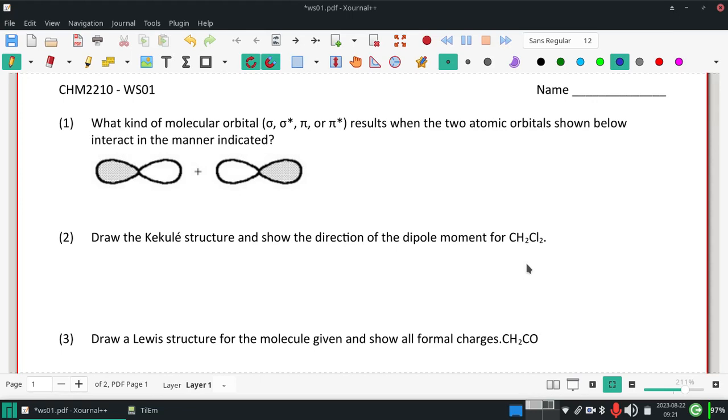Right, we're looking at question 1 here. It wants to know what kind of molecular orbital we get when those two atomic orbitals overlap in the manner indicated. I know on some of the PDFs that are coming out, you can't necessarily see the shading like you can here. But when in doubt, the best thing to do is to show both types of orbitals you get when these two types of orbitals overlap.